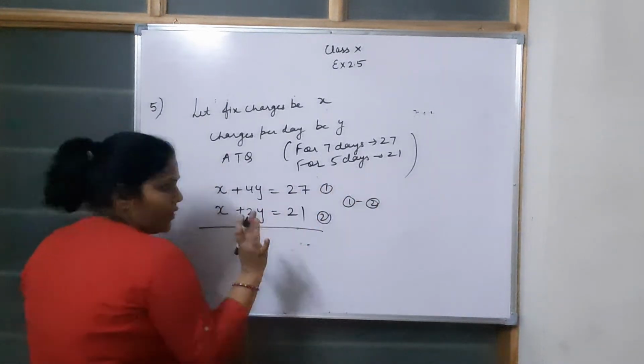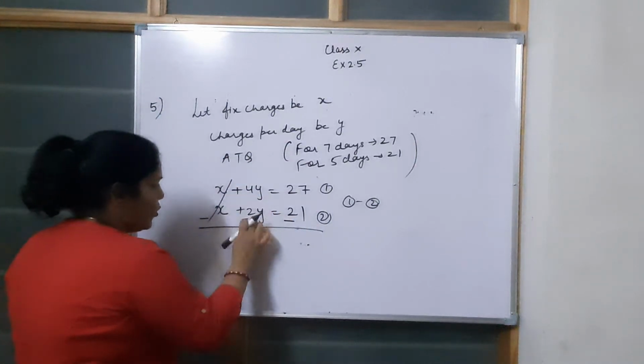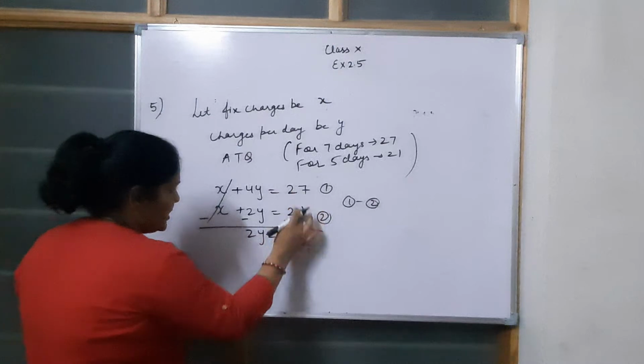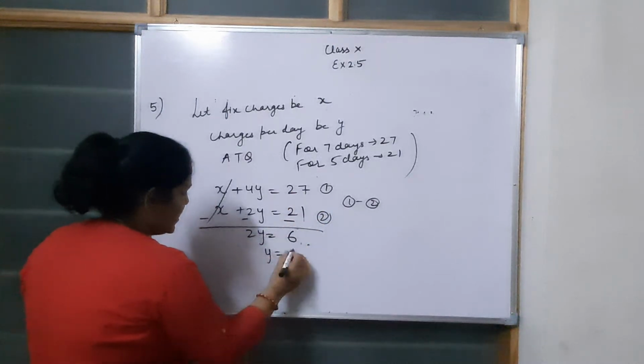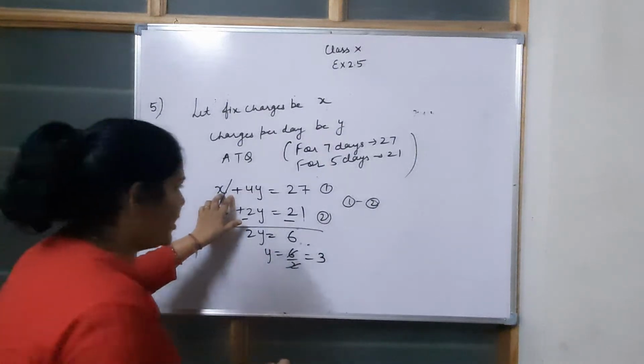We have already discussed this thing. This is minus. This is minus. This is minus. Cancel. 4 minus 2 is 2y. 27 minus 1 is 6. So y is equal to 6 upon 2, which is 3. Now we just need to find the value of x.